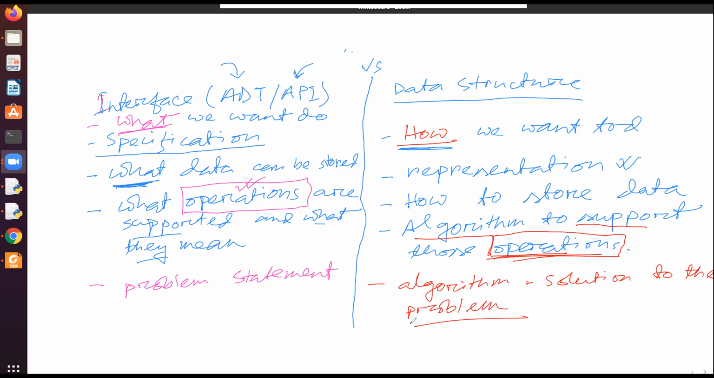Solution to the problem that we are concerned about. Okay. So if things seem a little bit abstract, I know it may seem a little bit abstract. Let us give an example of what we'll be discussing in lecture two actually.